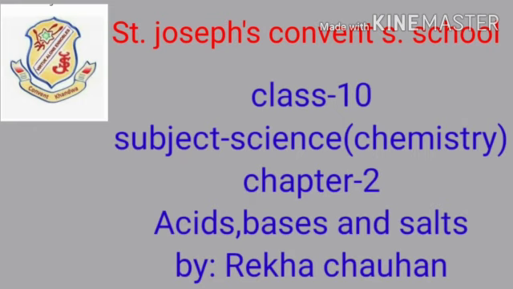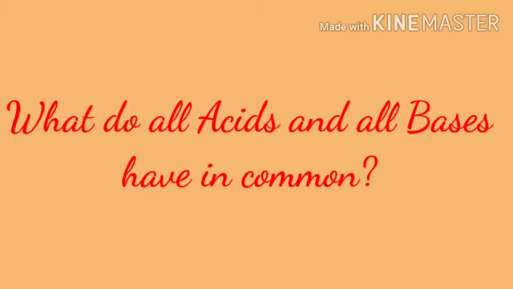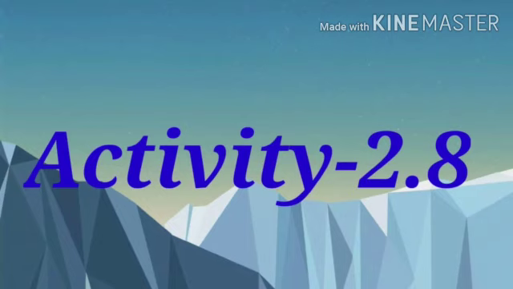We were studying chapter number 2, acids, bases, and salts. In the last video, we had discussed the chemical properties of acids and bases. Now, today, we are going to study the next topic. What do all acids and all bases have in common? To understand this, let us first discuss activity 2.8 of your book.